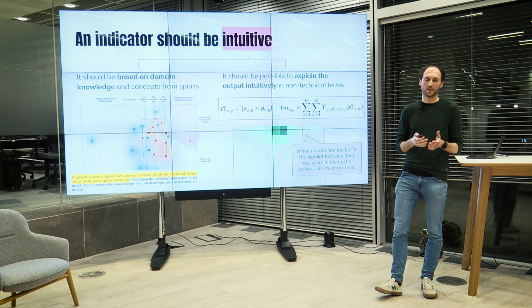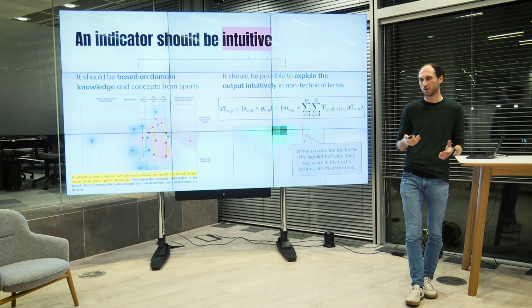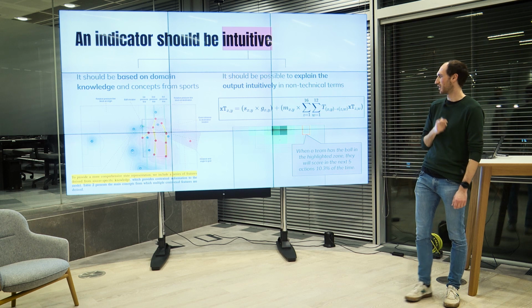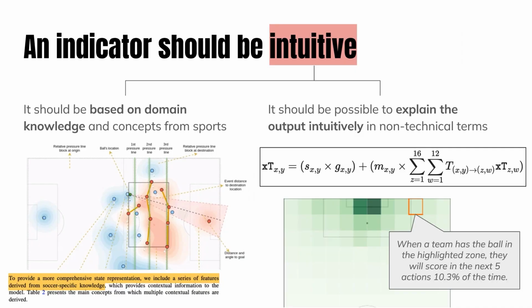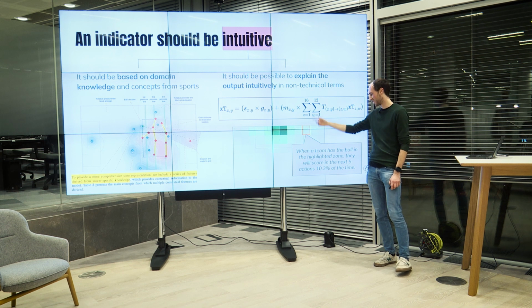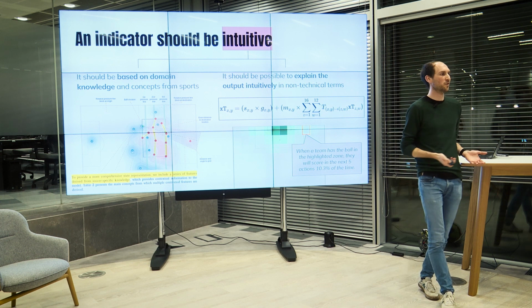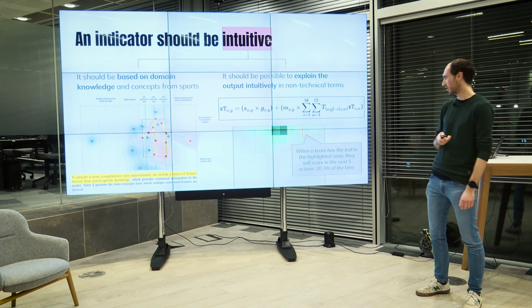What's also important is that you can intuitively explain the output of your indicator to non-machine learning experts. And I think this largely explains the success of the expected threat metric, because while expected threat is based on a quite complex recursive formula, it's really easy to explain to someone who doesn't really understand machine learning what the output means. You can just point to this visualization showing the probabilities of scoring from each location and say the probability of scoring from this location is 10.3% in the next 5 actions. I think that's something that you can understand even if you don't really know anything about machine learning.